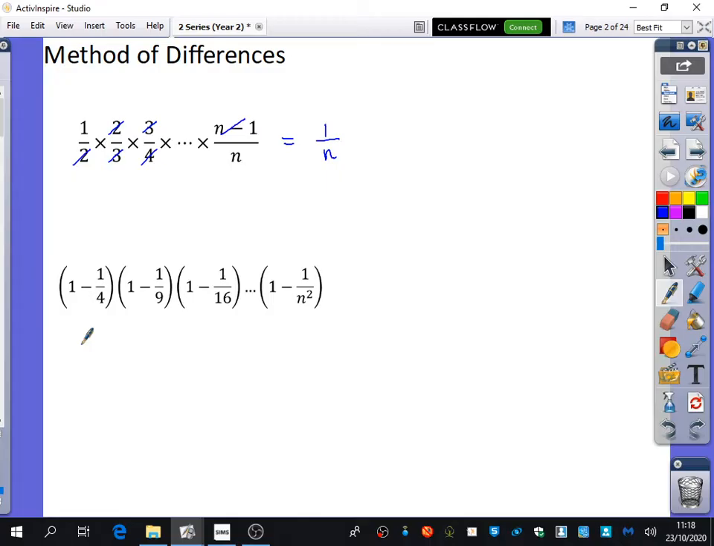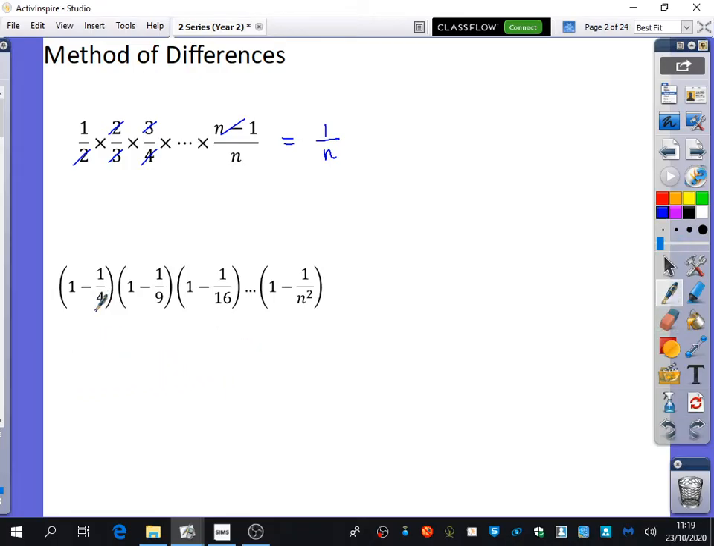1 minus a quarter is? And 1 minus a ninth? 8 over 9, 1 minus a 16th, 15 over 16. I don't think there looks like anything that obvious that's happening there. So I want to go back to this and think of another algebraic technique that I might be able to do to these brackets.